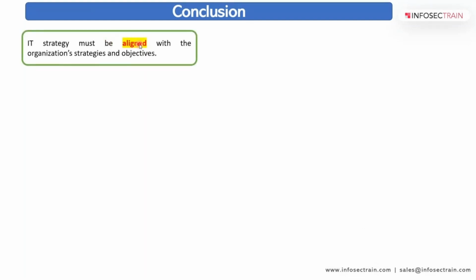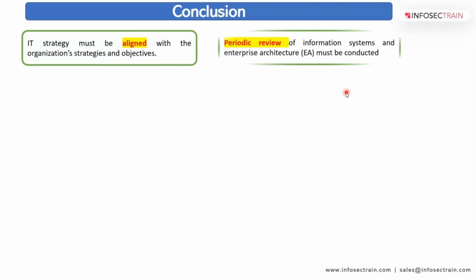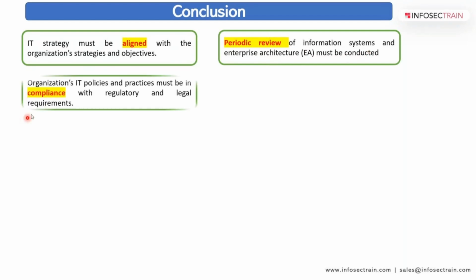IT strategy must be aligned with organization strategies and objectives. You will see this word alignment. It has a big significance. Periodic review of information systems and enterprise architecture must be conducted. Enterprise architecture is a very simple diagram that shows where your organization is at the moment, what the current status is, what the desired status is, and what is needed in terms of technology to achieve that desired status.